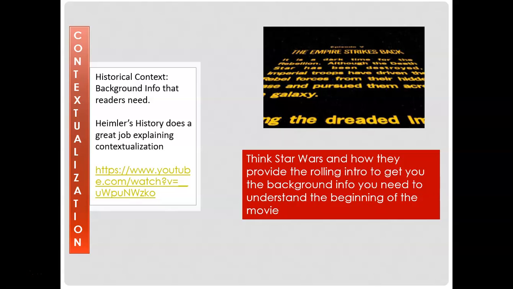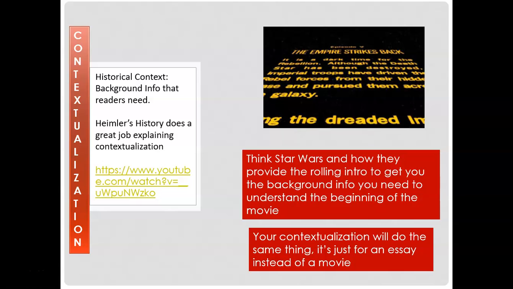So you needed this rolling intro to give you enough background information that when the picture pops up and you see the probe floating across the icy planet of Hoth, you understand, oh, this must be Hoth. That probe is either for the rebels or the Empire, and someone's looking for something, but we know the rebels are in Hoth, the Empire's hunting them down. So your historical contextualization in your essay is going to do that exact same thing. It's just for the essay instead of the movie. It's going to give your readers background information so they are not totally lost when they start reading your essay.